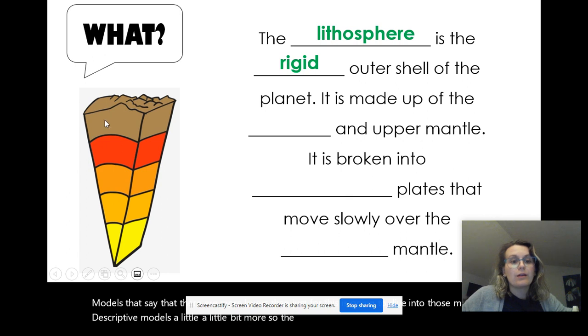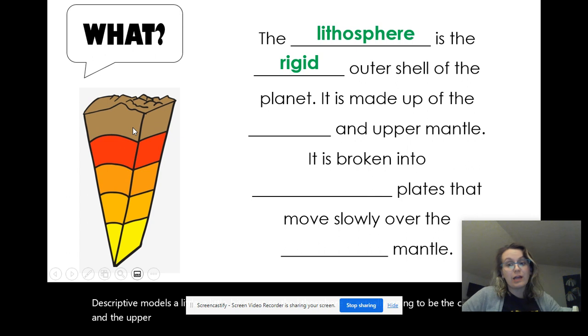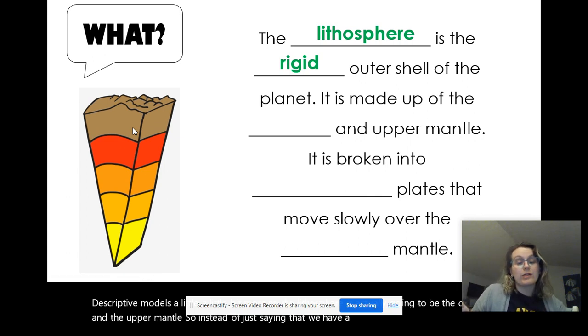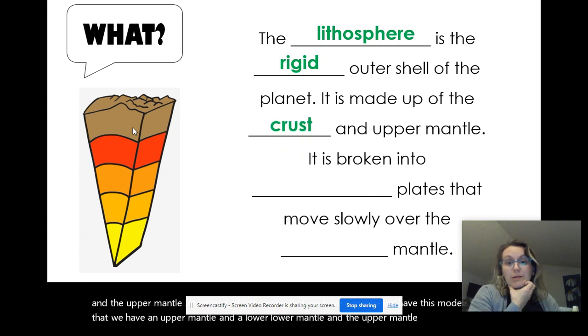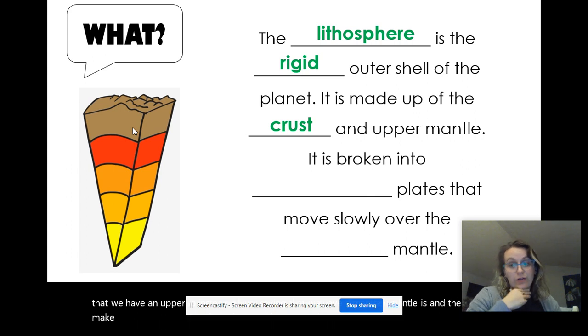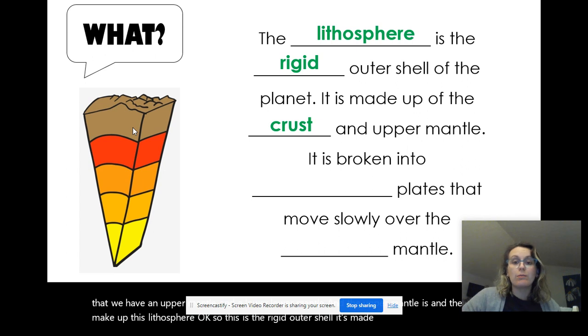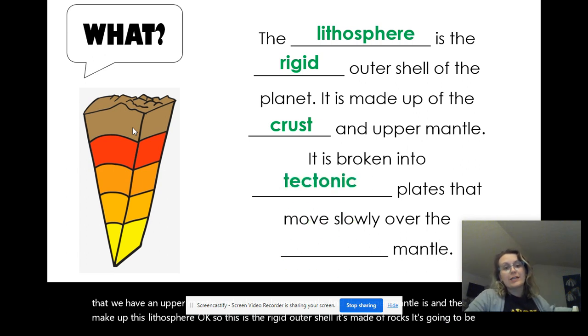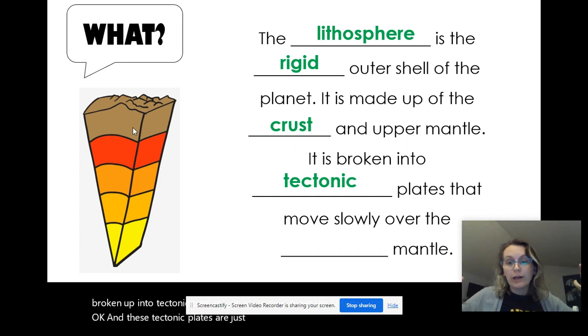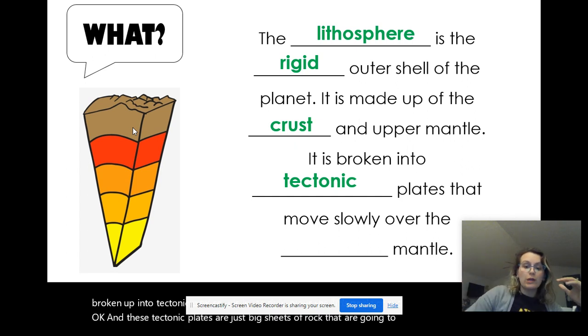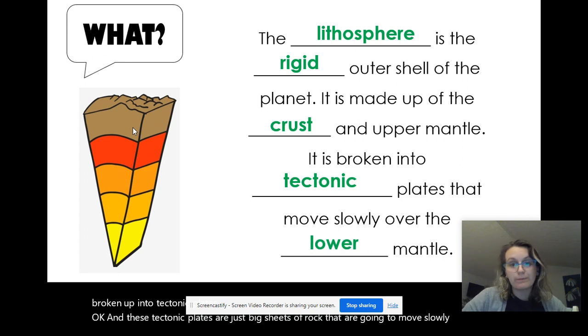So the lithosphere is actually going to be the crust and the upper mantle. So instead of just saying that we have a mantle, this model says that we have an upper mantle and a lower mantle. And the upper mantle and the crust make up this lithosphere. Okay, so this is the rigid outer shell. It's made of rocks. It's going to be broken up into tectonic plates. Okay, and these tectonic plates are just big sheets of rock that are going to move slowly over the lower mantle.